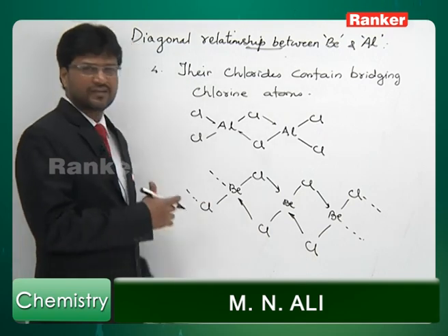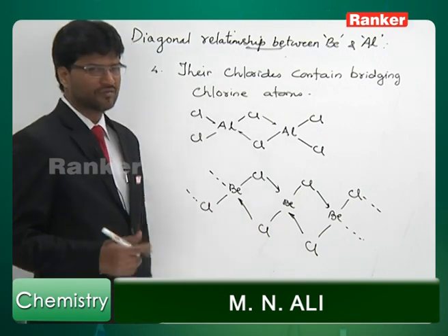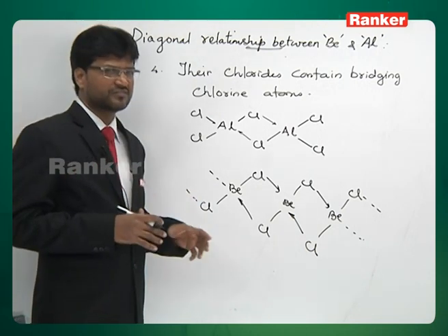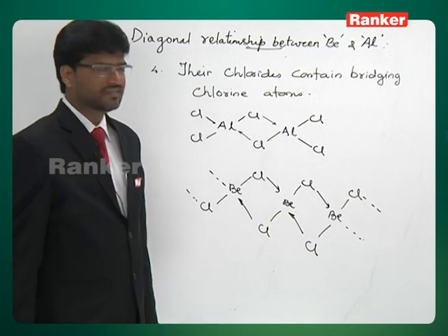So this is regarding the diagonal relationship between beryllium and aluminium. I want to tell you once again that the reason for the diagonal relationship is the similar polarizing power of Be2+ and Al3+.